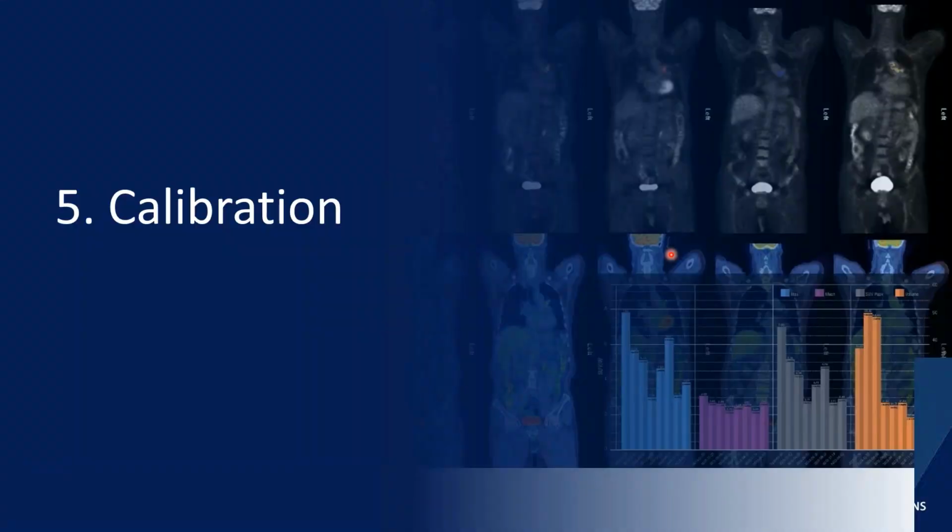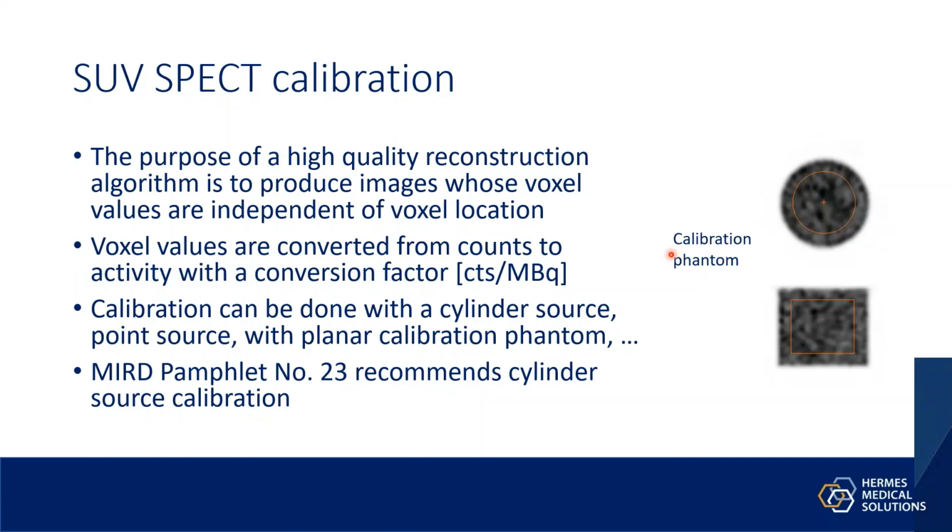All right, the last section about calibration. As I said before, the purpose of a high-quality reconstruction algorithm is to produce images whose voxel values are independent of voxel location, because then we can use a single conversion factor that converts our voxel values, the counts, to our activity concentration in the voxel.